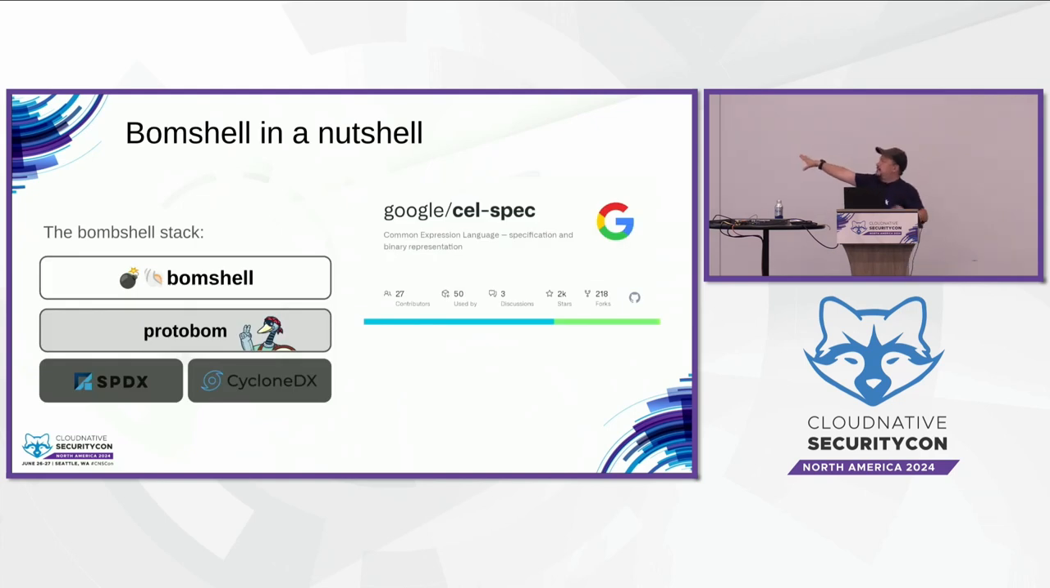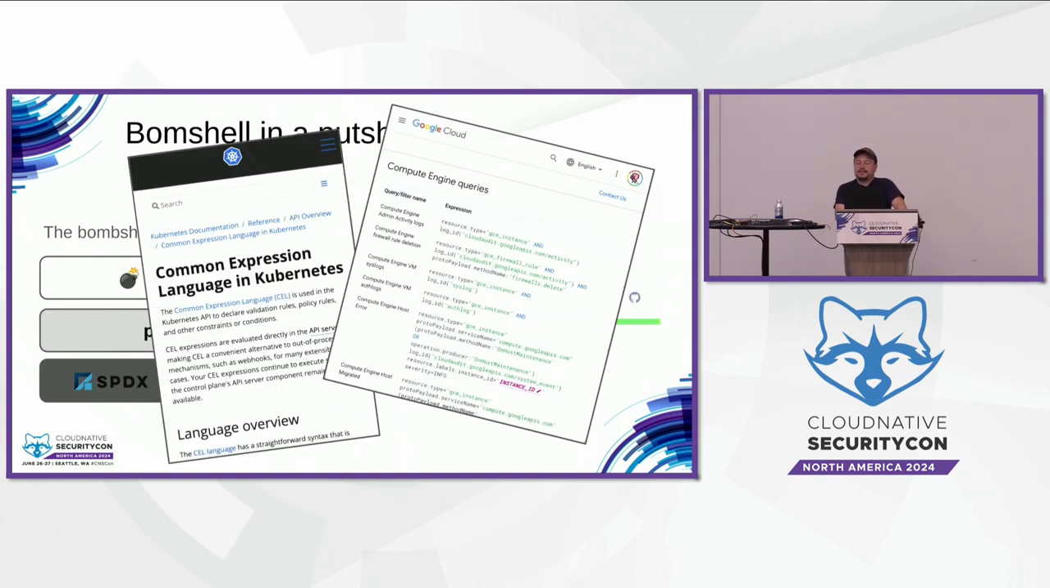So here's more or less the way it's structured. At the very bottom, you have the native formats, which are SPDX and CycloneDX. And then on top of it, you have Protobom, which serves as the IO layer between the application on top and the formats below. And what Bomshell is at its core is simply the graph API of Protobom exposed in CEL, the Common Expression Language. If you're not familiar with CEL, it's what drives some of the latest Kubernetes policies and also things like the queries in Compute Engine and other projects. And it's used generally to declare things like policies and so on.